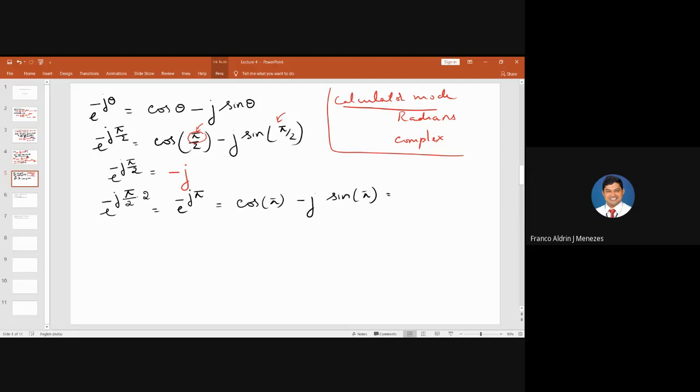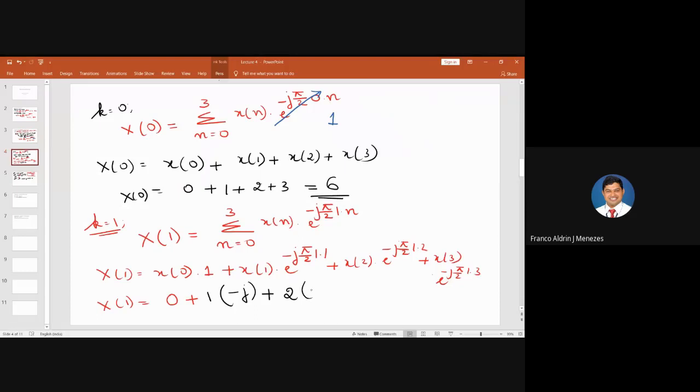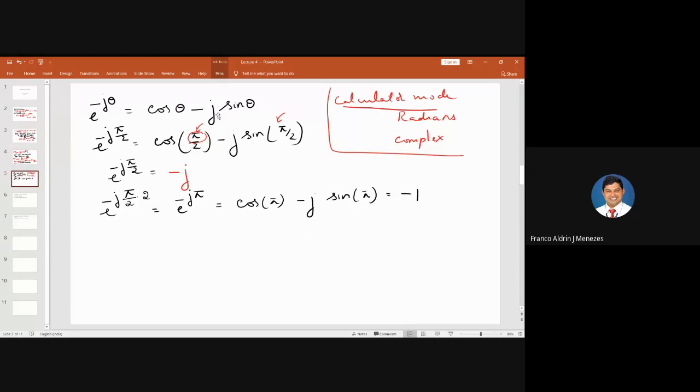So what is this value? Minus 1, sir. Minus 1. Okay. So this minus 1, we will go back and substitute in place of this particular term. So whatever we can see here, this will be e to the power of minus j pi by 2 into 2, which is minus 1, plus x of 3, which is nothing but 3, what we considered in the sequence. So the next term is e to the power of minus j pi by 2 into 3. So we have to find the value for that particular case now.